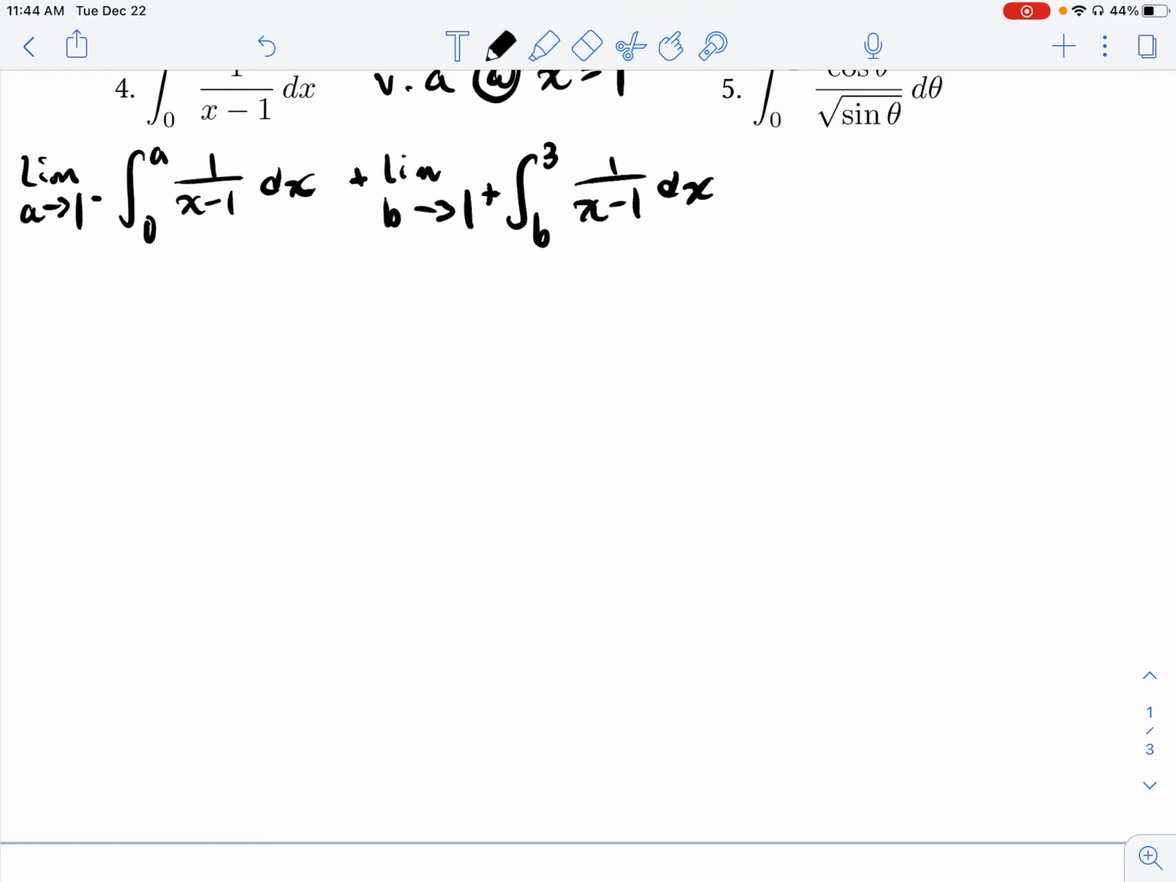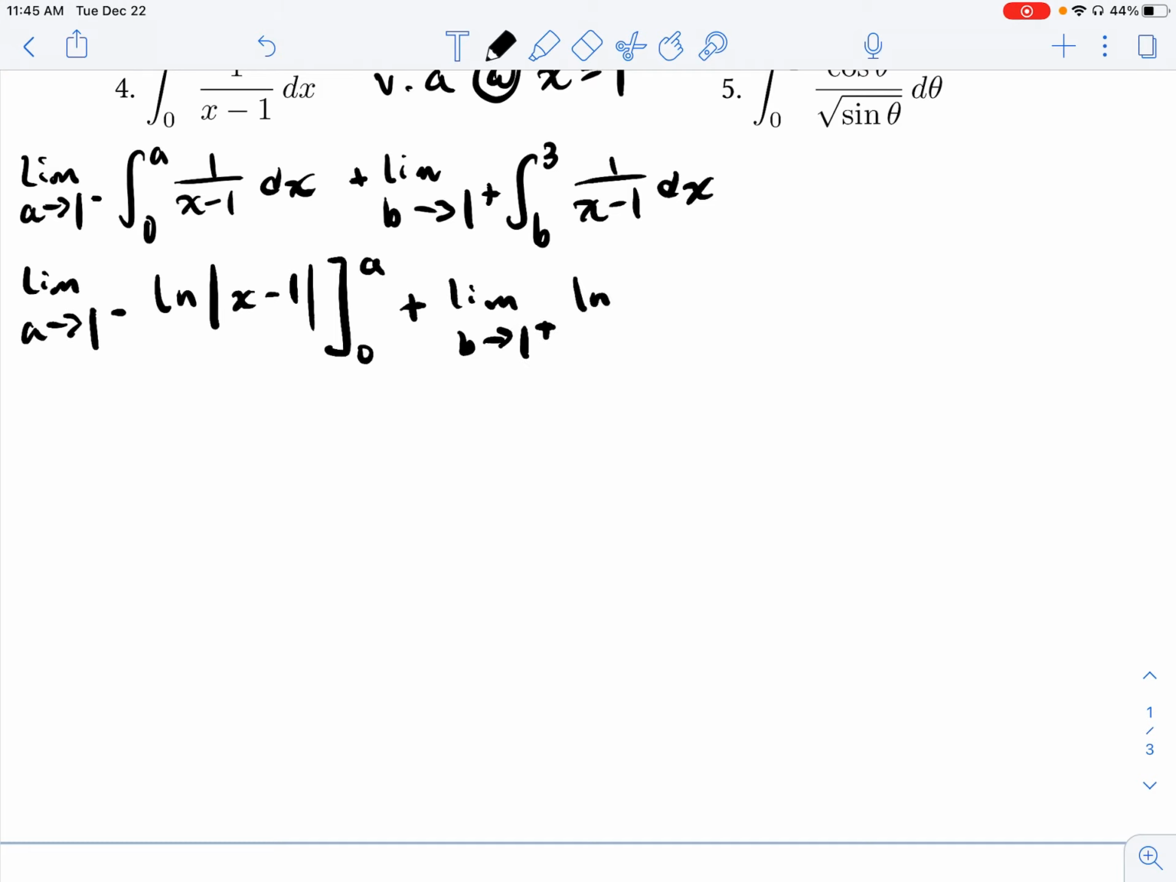So let's go ahead and start evaluating here after we integrate. So the integral of 1 over x minus 1, fairly straightforward. This is the limit as a approaches 1 from the negative. That's going to be the natural log of the absolute value of x minus 1. And all of this evaluated from 0 to a. And over here, we've got the limit as we approach from the right side of the natural log of x minus 1. And this from b to 3, okay?